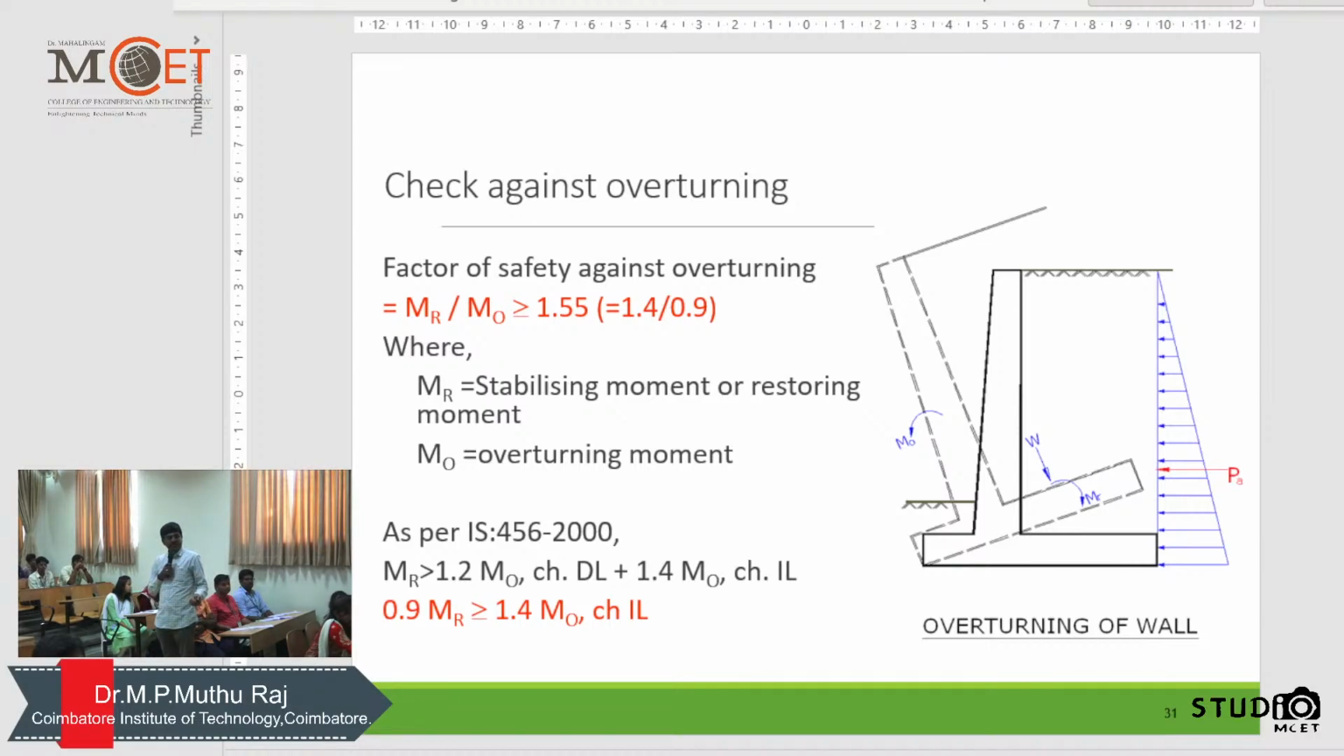When this phase is undergoing tension, this toppling will be there. That's what we are calling overturning. So to avoid overturning, you have to fix it. That's the first thing. Second thing, you are having the maximum pressure on this end.